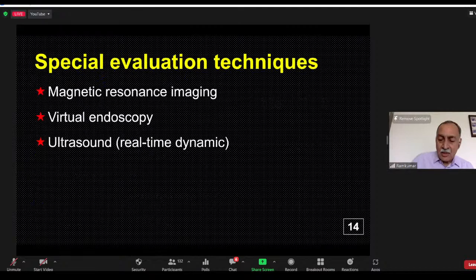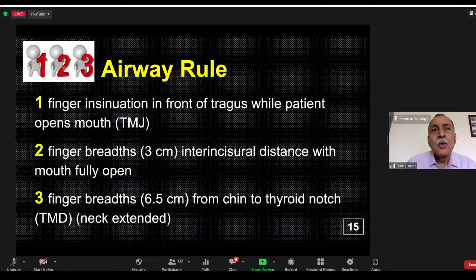This 1-2-3 test was taught to us when I was a postgraduate by Dr. Valerie Major who was the chief of anesthesia at CMC Vellore. So some of you in the audience may have been also associated with Dr. Valerie Major when she was teaching at CMC Vellore. So this is a very nice and simple rule to remember for emergency airway evaluation.